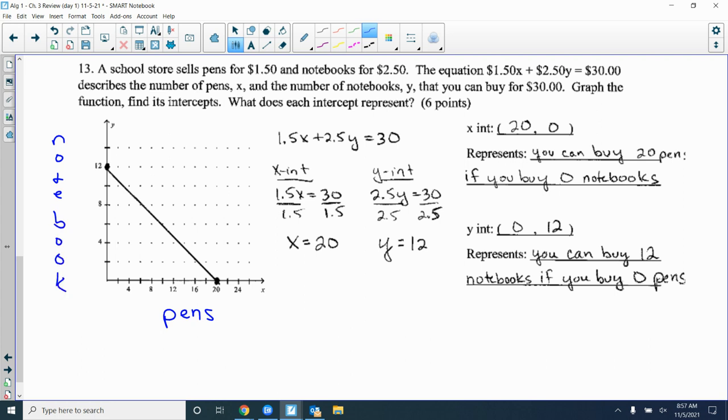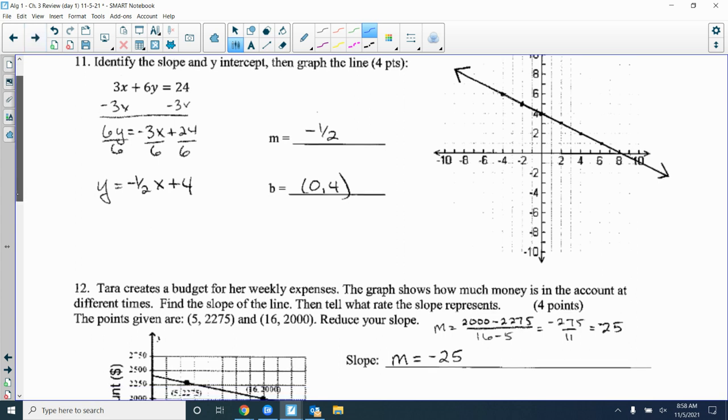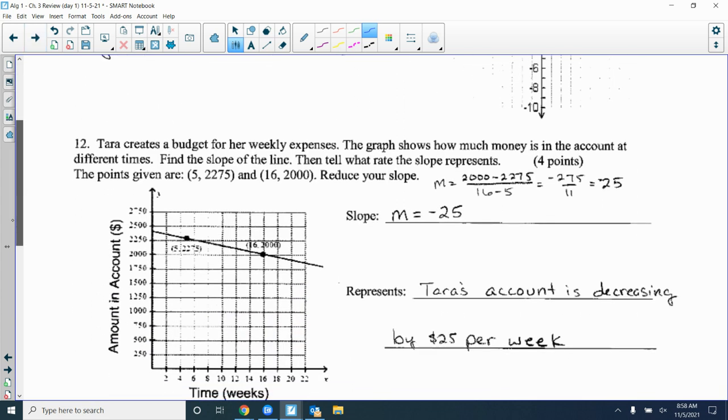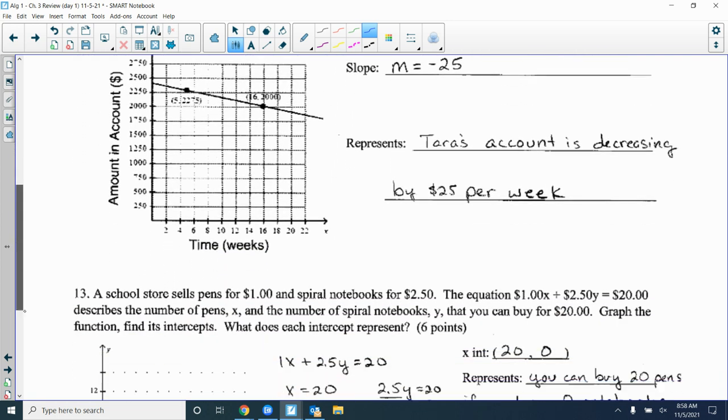All right, now part B. This is a different one. You end up with negative 1/2 x plus 4. We start at 4. You go down 1 over 2, down 1 over 2. So that should be that answer for that last one. X and Y intercept. Okay, for that one. And now 12, we said it was the exact same problem. Negative 25 is your slope. Her account is decreasing by $25 per week.